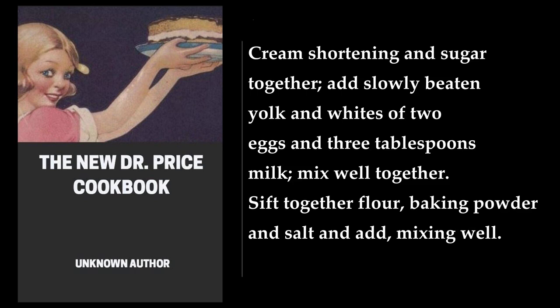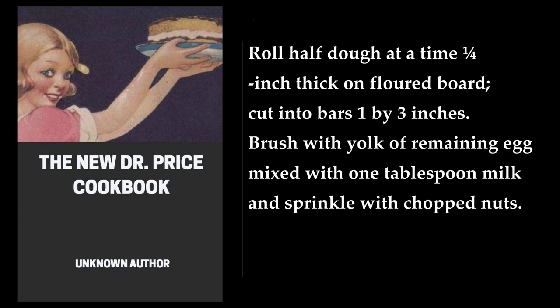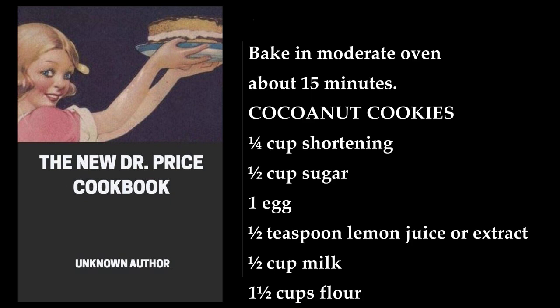Cream shortening and sugar together, add slowly beaten yolk and whites of 2 eggs and 3 tablespoons milk, mix well together. Sift together flour, baking powder and salt and add, mixing well. Roll half dough at a time 1/4 inch thick on floured board, cut into bars 1 by 3 inches. Brush with yolk of remaining egg mixed with 1 tablespoon milk and sprinkle with chopped nuts. Bake in moderate oven about 15 minutes.